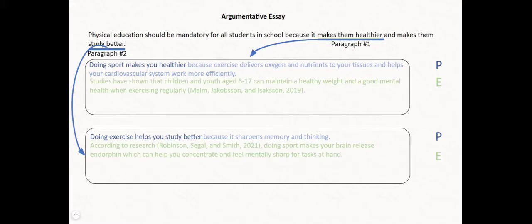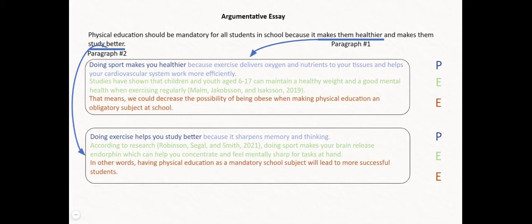And the paragraph has to have evidence to support the topic sentence, and finally it has to have explanation of how that evidence applies to our argument.